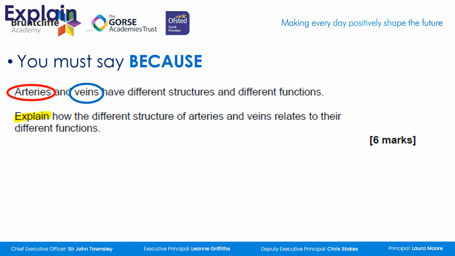Let's now pick out what this question is actually wanting us to do. So you have arteries and veins. These are the two structures they wish us to compare. There are some other words in here we pick out just in case we don't know. The word structures, how it is made. The word functions is the job of that particular structure.